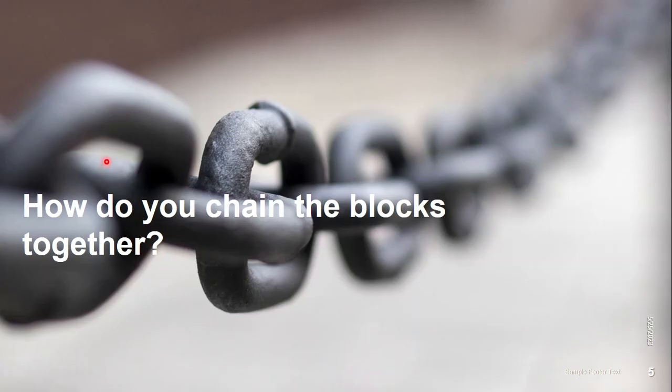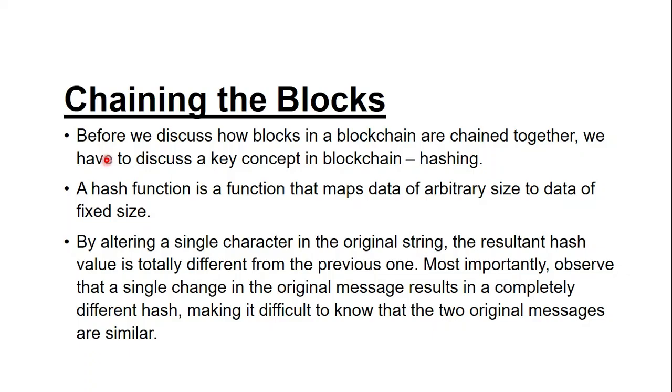So how do you chain the blocks together? That is our question. We have created transactions, and those transactions are grouped together to create a block. Now, how do we chain them together? Let's see. Before we discuss how the blocks in the blockchain are chained together, we have to discuss a key concept of blockchain called hashing. Before jumping to the complex part, we first see the simpler part, which is hashing.